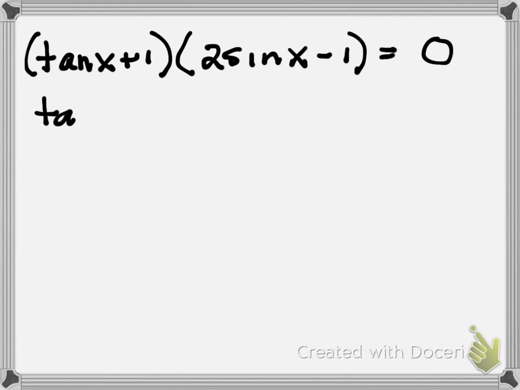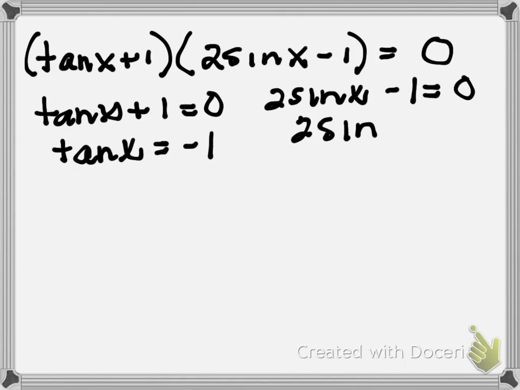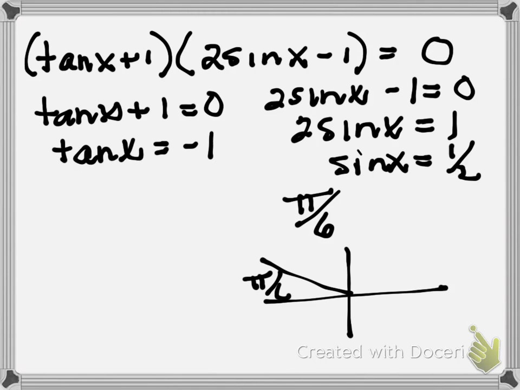Because actually, we're setting each of these factors equal to 0 and solve. So the tangent x equals -1, and 2 sine x equals 1, sine x equals 1/2. Well, we just did that problem. Because the sine of 30 is 1/2, and I know that is pi over 6 in the first quadrant. And I know that when I place that pi over 6 as a reference angle, I'm getting 5 pi over 6 in the second quadrant.